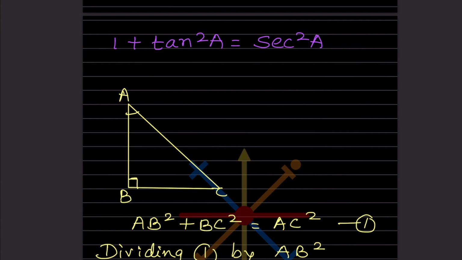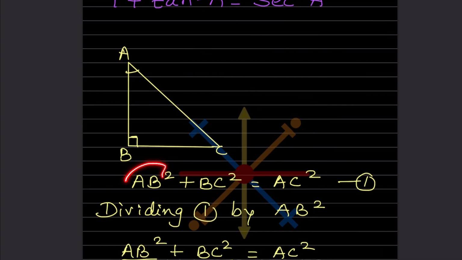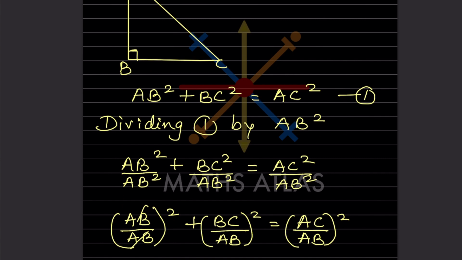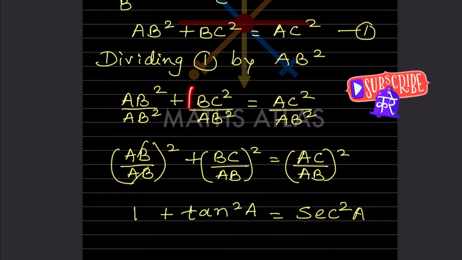Now we want this as 1. Since this is AB, we are going to divide by AB square. Hope you got this one. Since we divided by AB square, this also should be divided by AB square, and this also should be divided by AB square. Again we put a common bracket for that, and the square will be outside. Same for here.